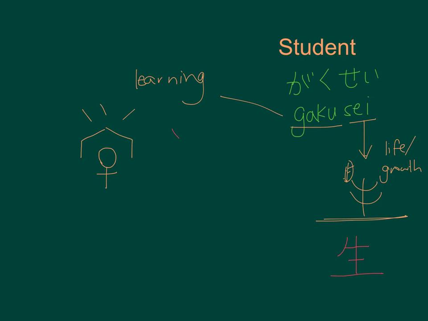Trace with me. 1, 2, 3, 4, 5, 6, 7, 8. So put the two kanji together, we have student, gakusei. Gakusei.